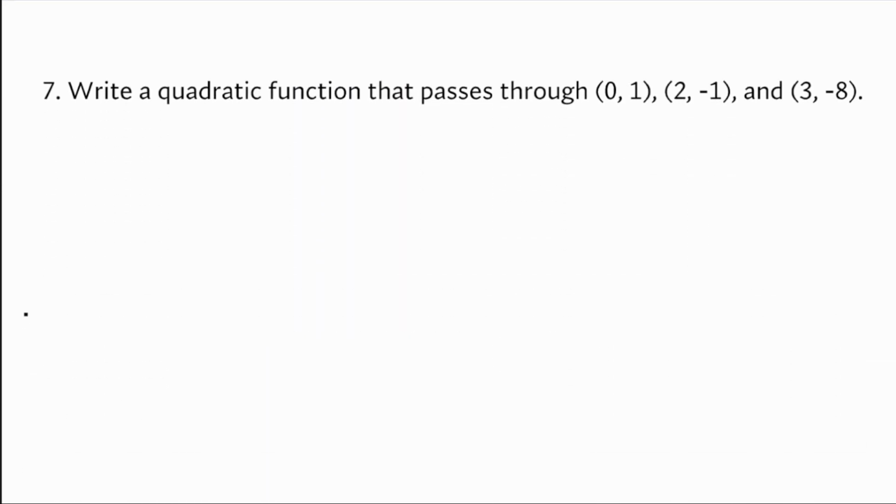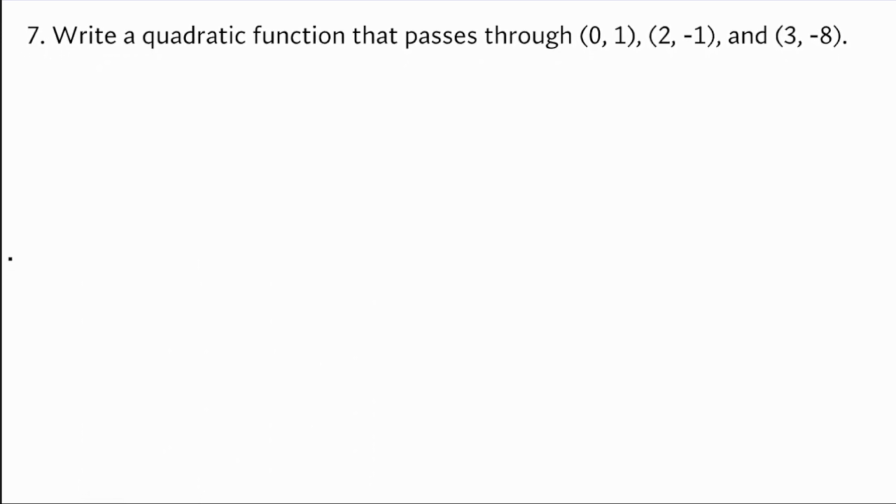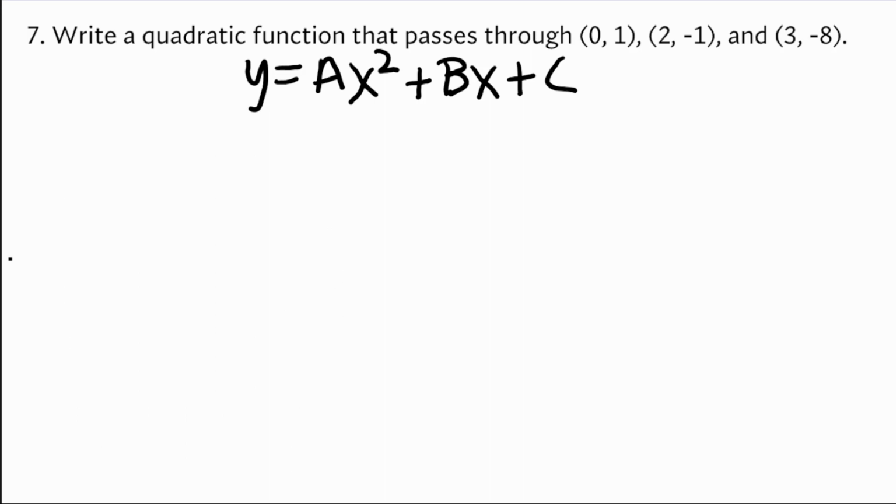Okay. Alright, on the next page we got one of these. Write a quadratic function that passes through these 3 points. Okay, so we know we're going to have to set up and solve a system. We can do that. We're going to say, alright, I'm going for y equals ax squared plus bx plus c. Okay, we've got the points 0 and 1, 2 and -1, and 3 and -8.